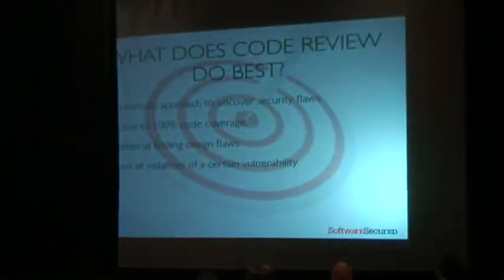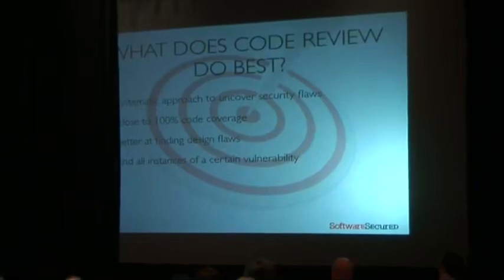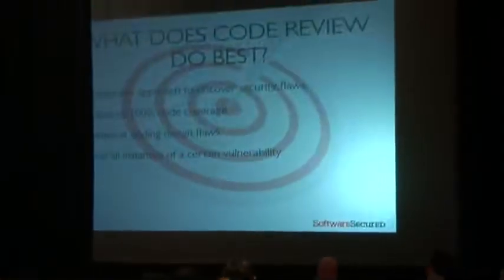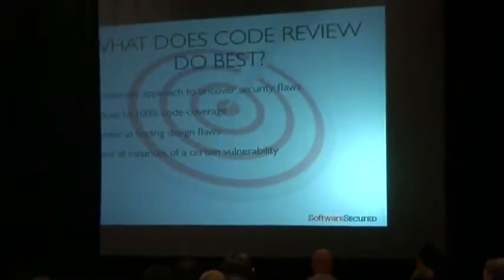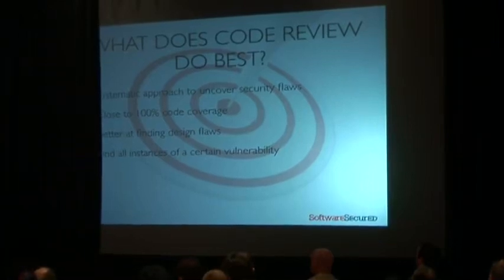And this is my favorite. It finds all the instances of a certain vulnerability. So for example, if you found a cross-site scripting issue, it would be really easy to write a script that would look for that particular cross-site scripting pattern in the source code and find all the similar cross-site scripting issues, right? Versus, for example, web application penetration testing or other ways of testing applications, where if you found one, you might not be able to find all the rest of the instances of the same vulnerability easily.